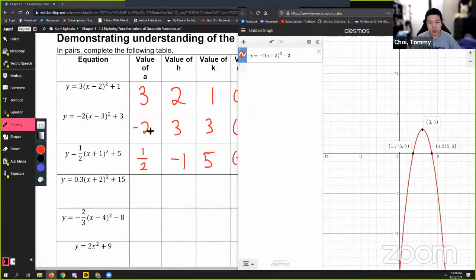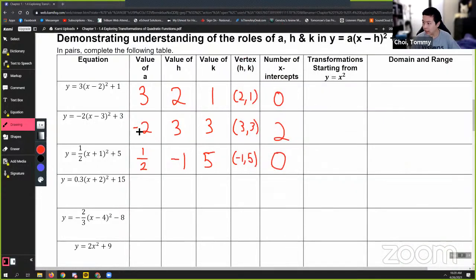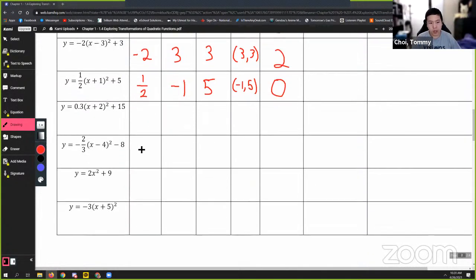So it's not so much the value of a that matters. It's more the sign that matters for opening up or down. The value of a specifically works with whether it's thinner or wider. That's the difference. Little things that you start learning as you plug things in, which is good. So for the next 4, I would like you to fill out the rest of the table.